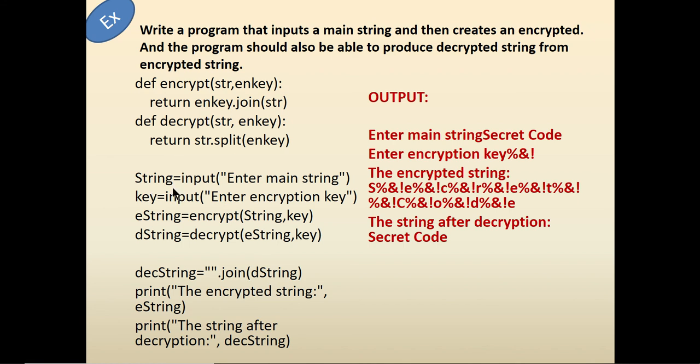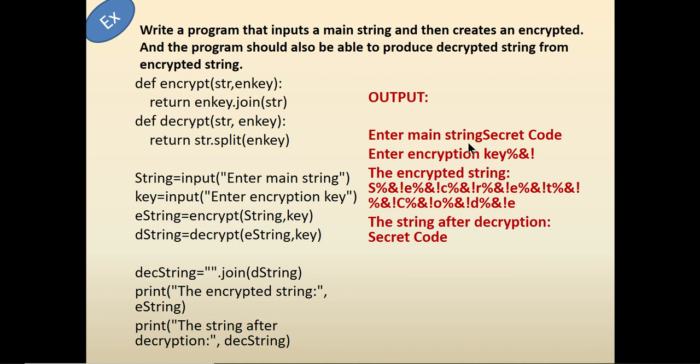Now let us execute the program line by line. String is equal to input of enter the main string. I am reading the string. Key, input of enter encryption key, whatever the key that you want to give, please give it. So e string, that is the encrypted string, is equal to encrypt of string comma key. Whatever the string that you are reading, whatever the key that you are getting from the user, you are passing it to the encrypt function.